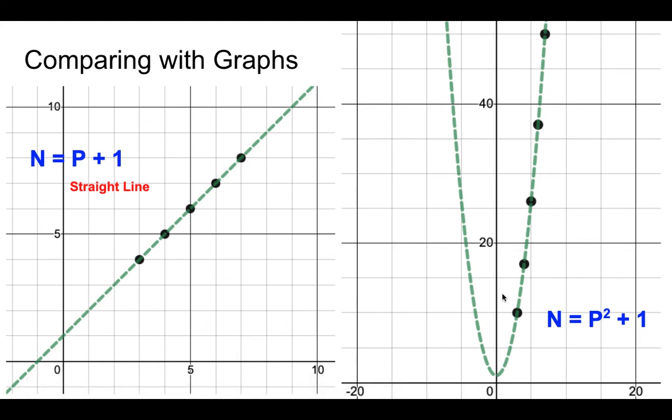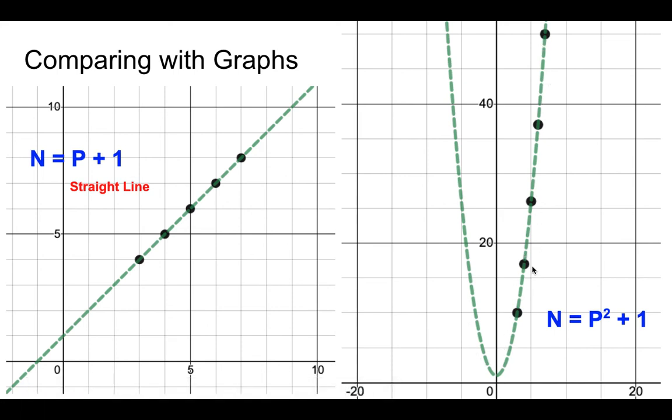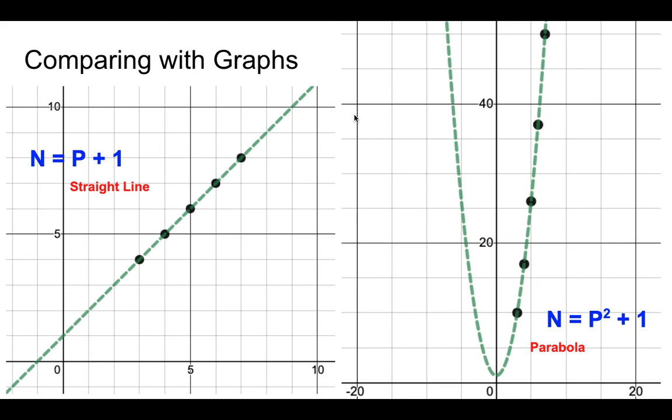Okay, so you notice how this p squared plus 1 kind of increases and it's kind of curved, isn't it? It doesn't go up on a straight line. So this special shape, when we have a p squared in the equation, it's called a parabola. A parabola. Okay? So if you look at these two different graphs, you could tell right away that this one would be linear and this one's quadratic because of their shape.